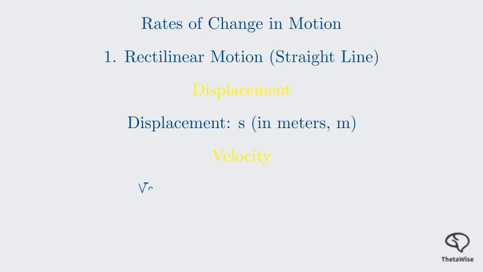Next is velocity, represented by v. Velocity is defined as the rate of change of displacement. This is a crucial link to calculus. Velocity is the first derivative of the displacement function with respect to time. It tells you how fast an object is moving and in which direction. So we write the formula as v equals ds/dt, where ds/dt represents the derivative.